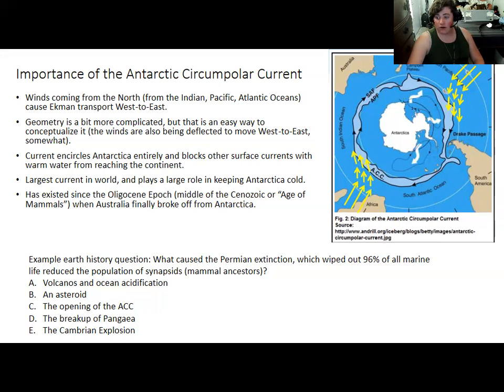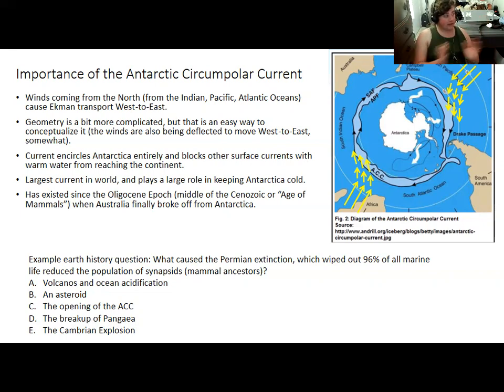And the circumpolar current has been open since the Oligocene epoch, which is in the middle of the Age of Mammals. And it opened up when Australia finally broke off from Antarctica. Antarctica was part of Pangaea, and then even after Pangaea began to break up, most of the southern continents were still together as one sort of mini supercontinent for a while. You might call it Gondwana. Gondwana is kind of like one of the two halves of Pangaea. The other is Laurentia, which is the northern continents, and that broke up a little bit faster.